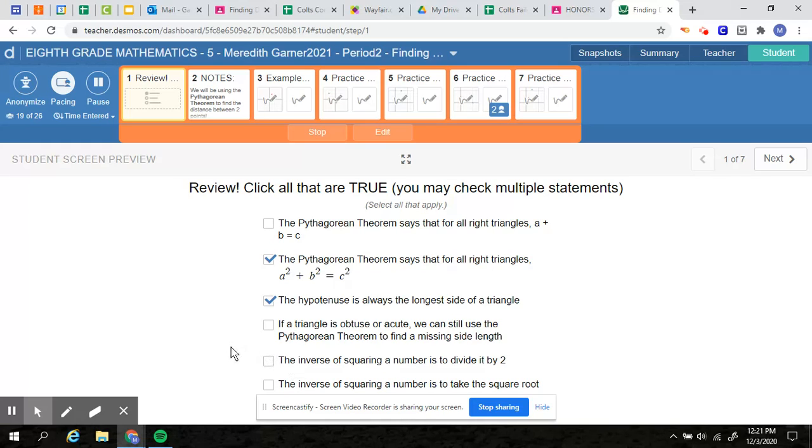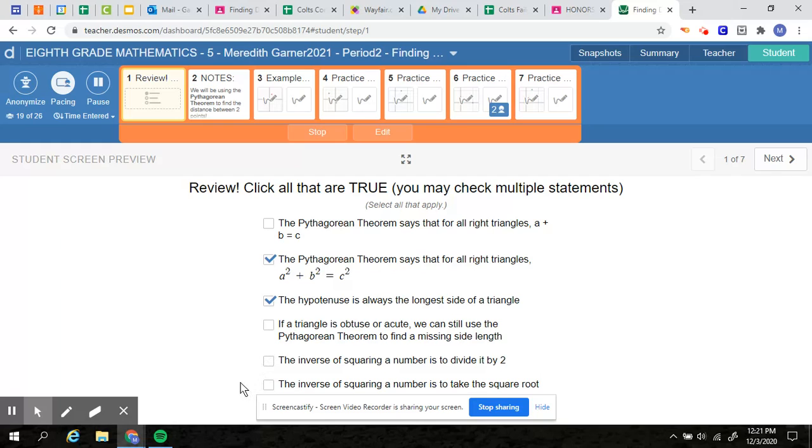The next one says the inverse of squaring a number is to divide it by 2. Remember, inverse means the opposite action. So addition and subtraction are inverse. Multiplication and division are inverse. So those are two examples you can use to help you on this. So the opposite of squaring a number is not dividing, so that is not true.